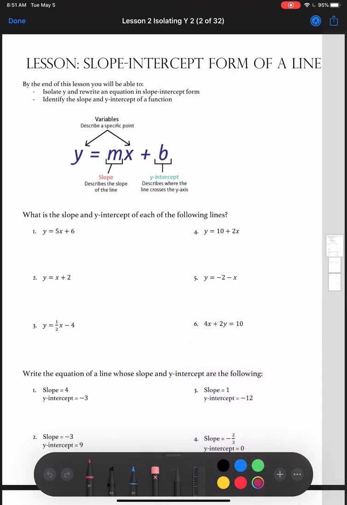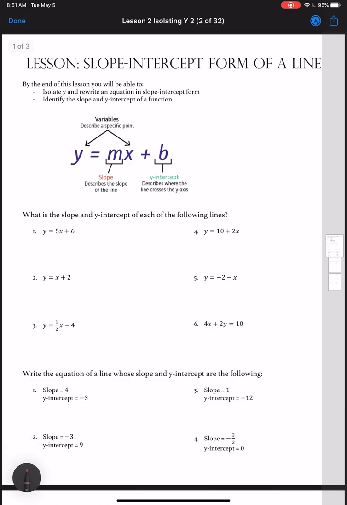So let's just take a look at these first six. Number 1, y equals 5x plus 6. The slope of the line is the number that is in front of x, so that's going to be 5. And the y-intercept is the constant term, that's the 6. So it's the number without the variable.